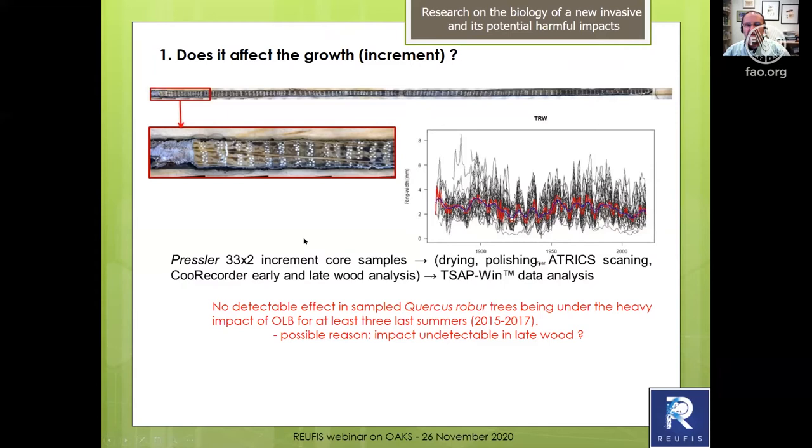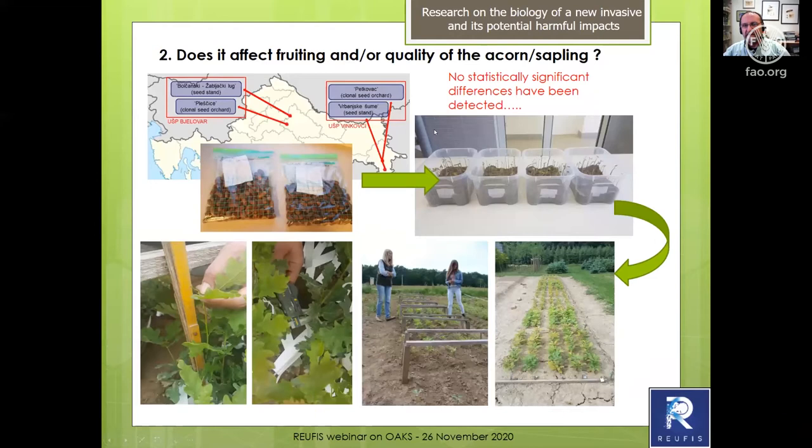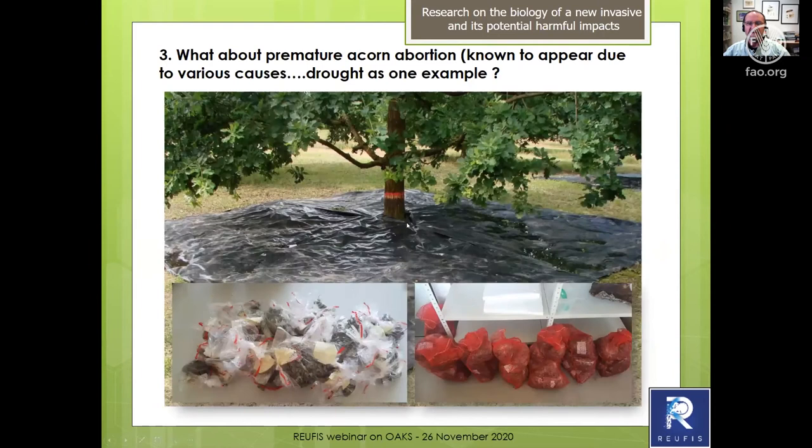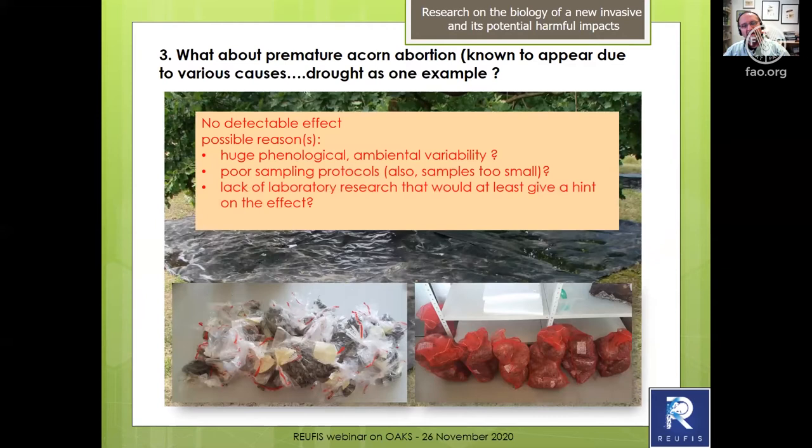Does it affect fruiting, masting years, quality of the acorn? We did a kind of research, not published because it was not coherent enough, but we didn't see any statistically reasonable differences. What about premature acorn abortion? We thought of that. Everybody thought about that. Nothing yet, nothing feasible, because it's difficult to conduct such research. So far, but I have to say on the positive side, we did have one masting year 2 years ago, which means during the heavy infestation.